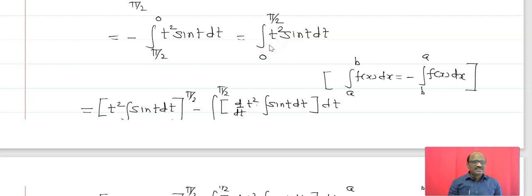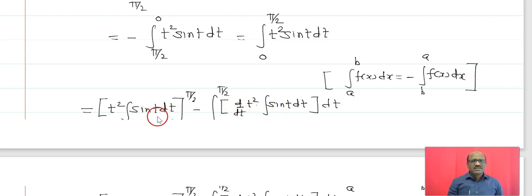First of all, LIATE, L-I-A-T-E. That is, the first function is algebraic, first function into integral of the second. That is t square into integral of sin t into dt, lower limit is 0, upper limit is pi by 2, minus integral, lower limit is 0, upper limit is pi by 2, derivative of the first function into integral of the second function into dt. Therefore here is d/dt of t square. What is the derivative of t square? It is 2t. What is the integral of sin t? It is minus cos t, and this minus and minus will become plus afterwards.